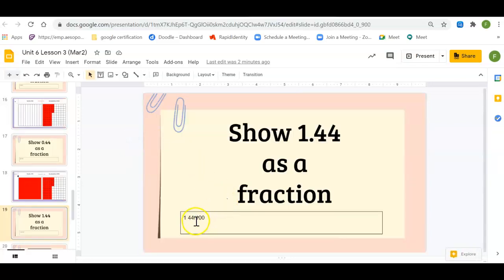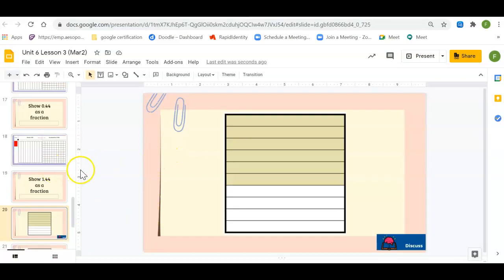What does it look like? 1 and 44 hundredths right here is what it looks like. So if you need to pause my video and go back to look at any of them to make corrections to yours, please go ahead and do that. All right, so you've had a chance to make any corrections to yours. So let's go on to our next slide right here.